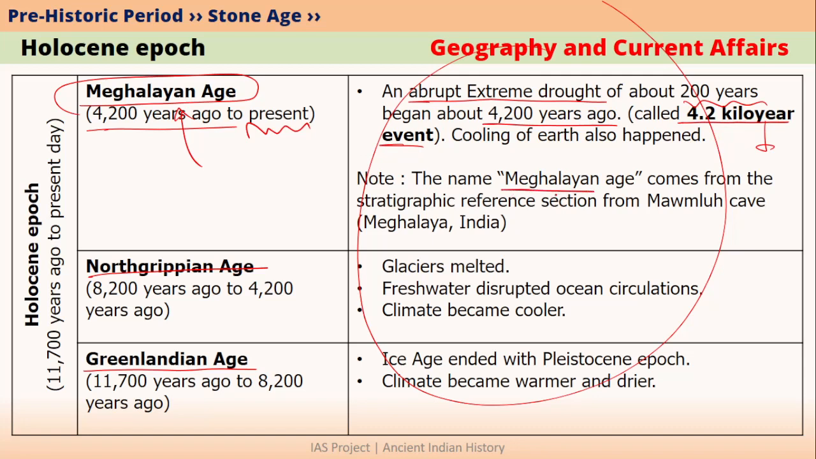And the name Meghalaya in Meghalayan Age comes from Mamlo cave, which is located in Meghalaya in India. Here, scientists have found a stratigraphic reference where a distinction from North Grippian Age to Meghalayan Age is clearly visible.